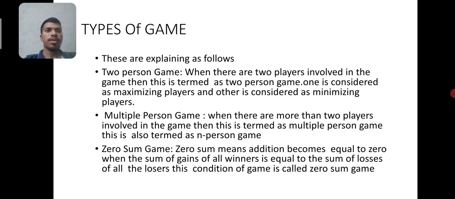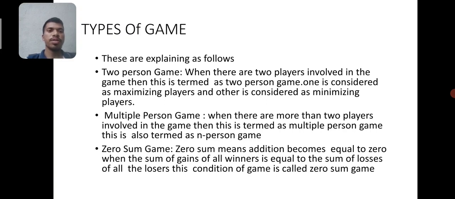Types of games are explained as follows. Two-person game: when there are two players involved in the game, it is termed a two-person game. One is considered the maximizing player and the other the minimizing player. Multiple-person game: when there are more than two players involved in the game, it is termed a multiple-person game. This is also termed an n-person game.